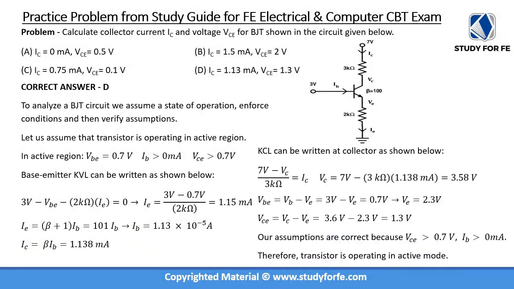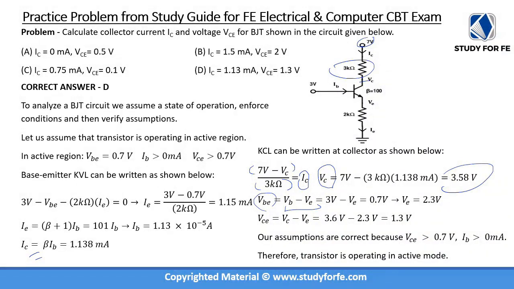So actually we can write a KCL at the collector. You can find that your IC, which we basically calculated in the last step, is equal to 7 volts minus the collector voltage divided by 3 kilo ohm. So 7 minus VC divided by 3 kilo ohm, which basically means that our VC will be equal to 3.58 volts.